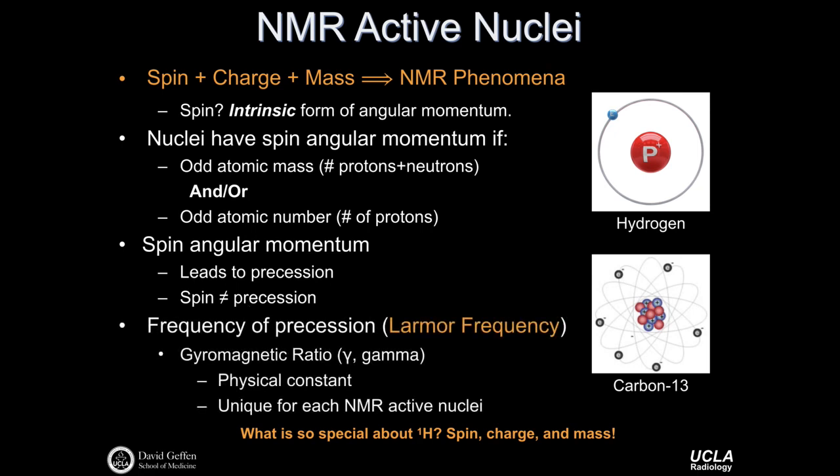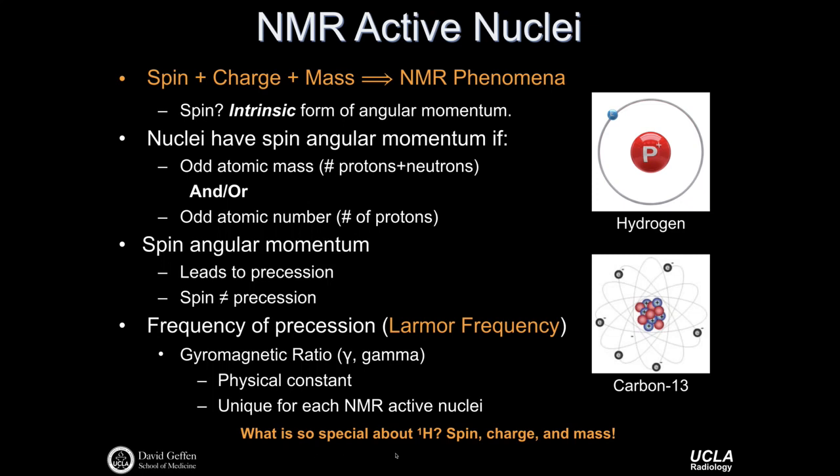The frequency of precession, what we call the Larmor frequency in MRI, depends on something called the gyromagnetic ratio. And this is a physical constant for different atomic nuclei, and it's unique for each of those NMR active nuclei. And so we'll find that hydrogen, while abundant in the human body and easily visible under MR, it's also possible to do imaging with other atomic nuclei, such as carbon-13, which also have spin, charge, and mass.